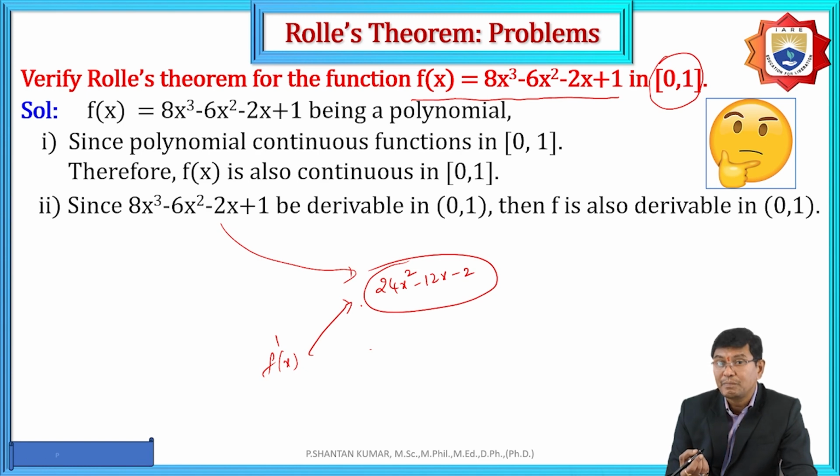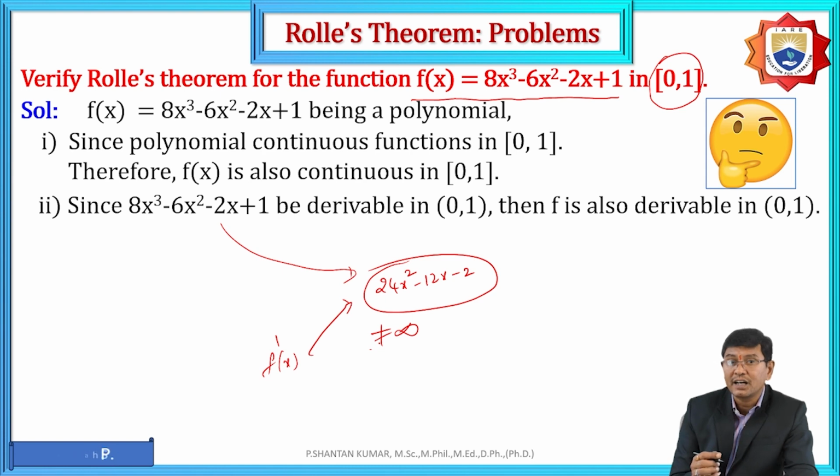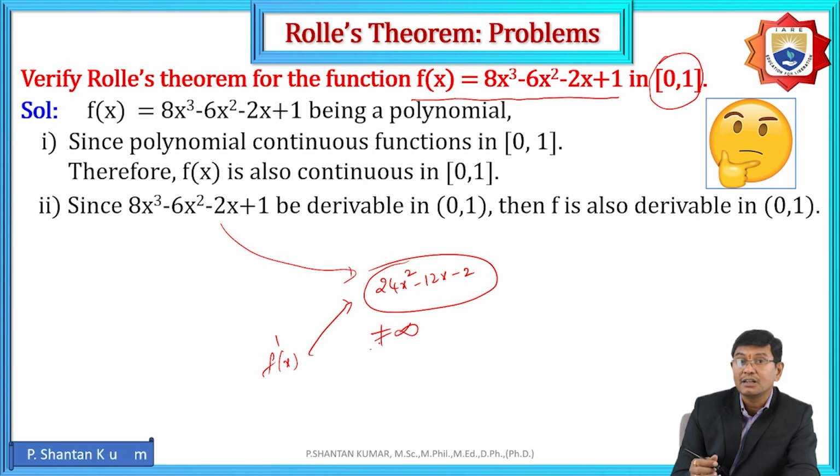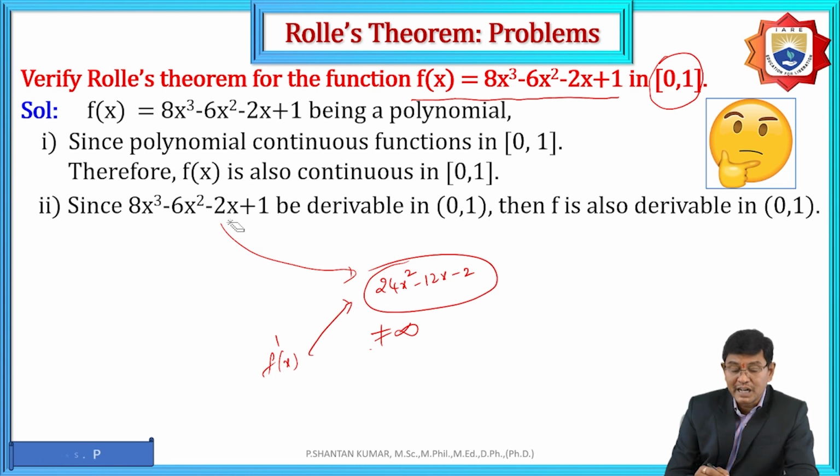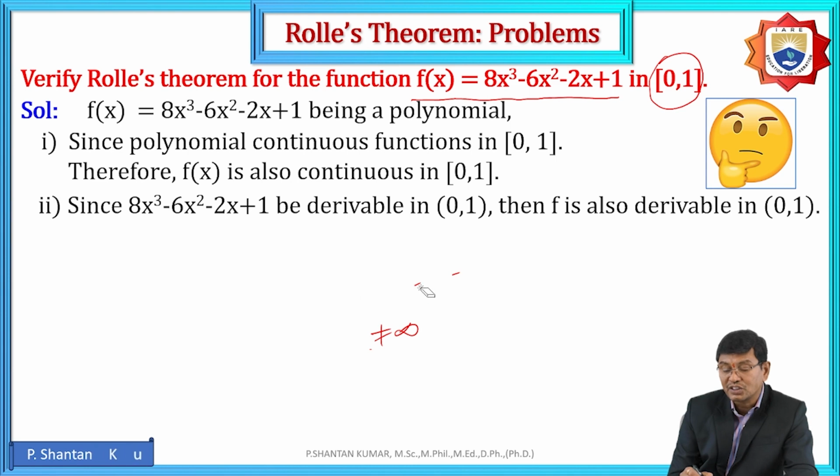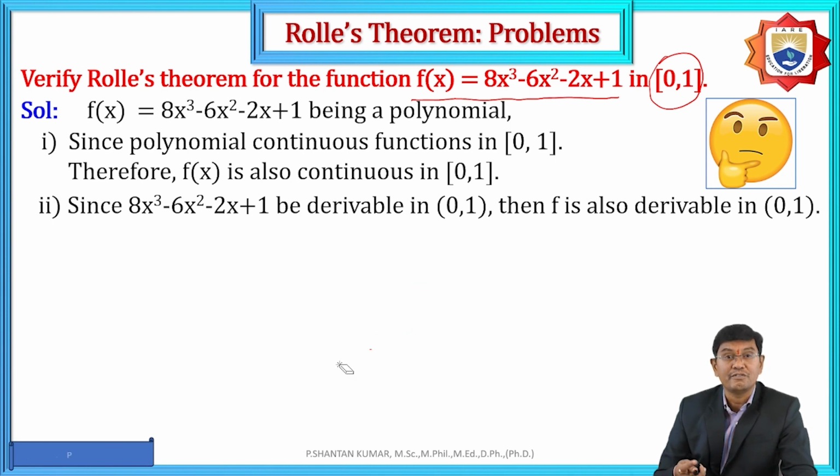That means after replacing any value between 0 and 1 in f dash of x, the value will not be infinity. That means here also it is a finite value. Therefore, the derivative exists in the interval (0, 1), that is an open interval. These are some clarifications to understand how to verify whenever the function is continuous and also derivable. That is for our own understanding.